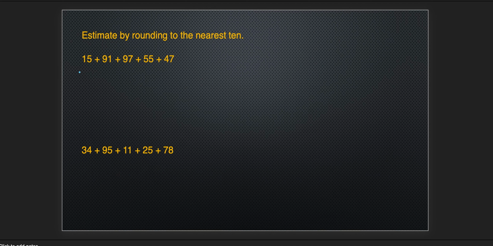Next, estimate by rounding to the nearest tenth, or 10. So the tens place is right here, because this is the ones. So we're going to round each number up to this place right here. So the 1 has a 5 next to it. The 5 tells the 1 to go up to 20. So there's 20, like 2 tens.